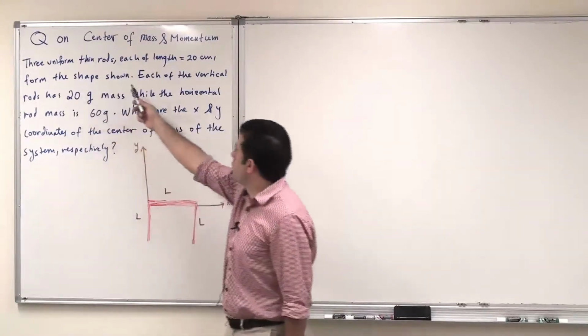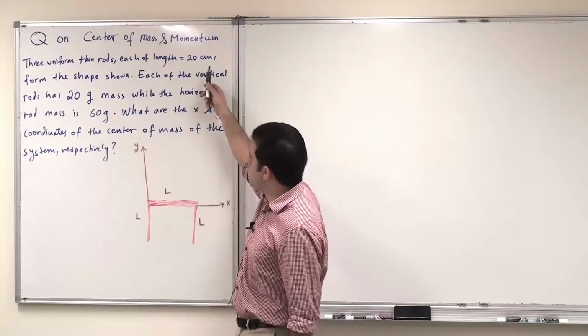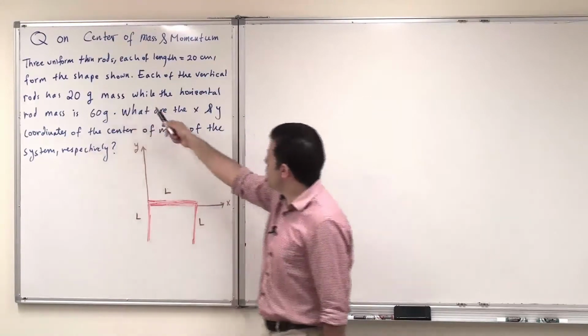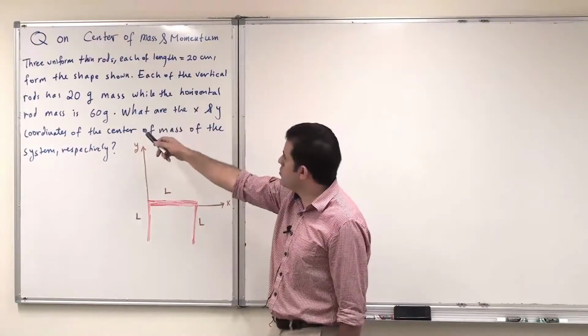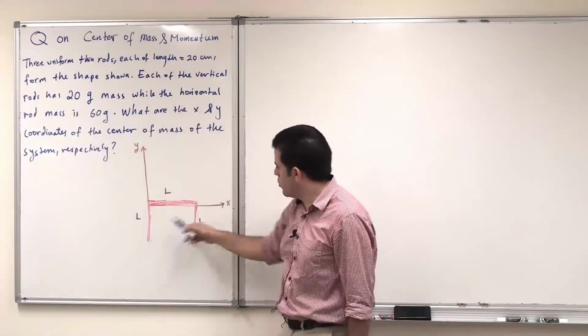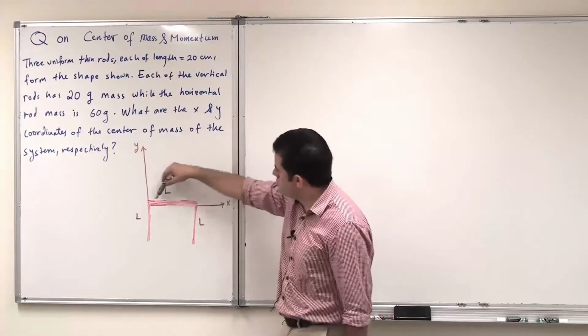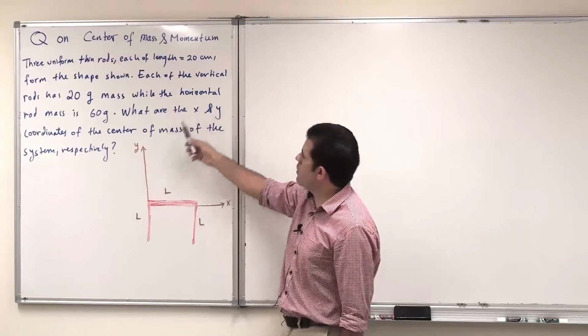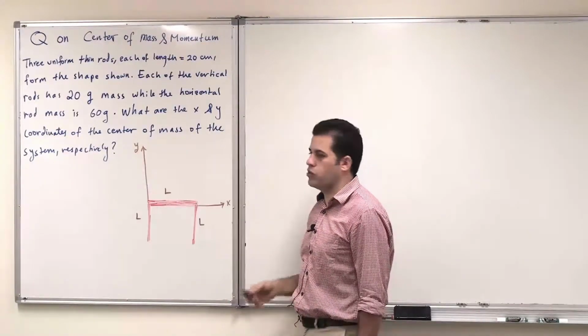This question is on the center of mass and momentum. Three uniform thin rods, each of length 20 centimeters, form the shape shown. Each of the vertical rods has a mass of 20 grams. This is a vertical rod, this is a vertical rod, while the horizontal rod is 60 grams. What are the x and y coordinates of the center of mass of the system, respectively?